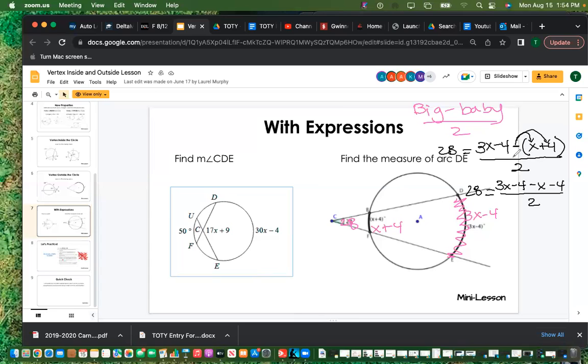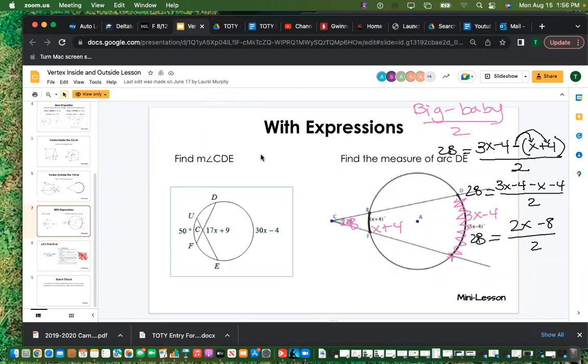Okay. All right. So now I'm gonna combine my like terms. What's 3x minus x? 2x. What's negative 4 minus 4? All right, so I'm gonna pause. Let you catch up. And okay, so now we want to get x by itself.